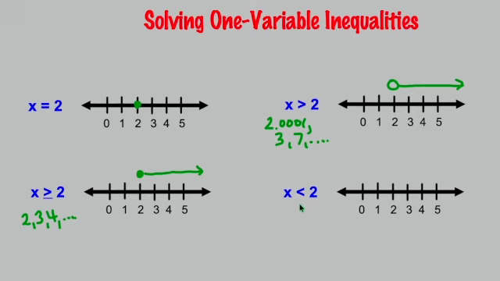And likewise, what if it was less than 2? We do the same thing. We go to 2, put an open circle because it does not include 2, and this time we go the other direction. So when we get our answers, it's not going to be just one answer like 2, but a whole series of numbers that could make our equation true.